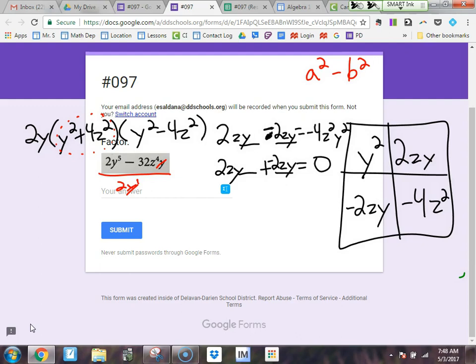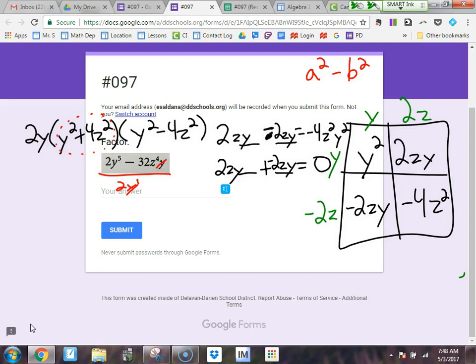Again, we're going to factor out the top row. What's the GCF of that top row? Just the y. Can't take out more than that. And we know y times y is y squared. Y times 2z would give me 2zy. And y times negative 2z would give me negative 2zy.